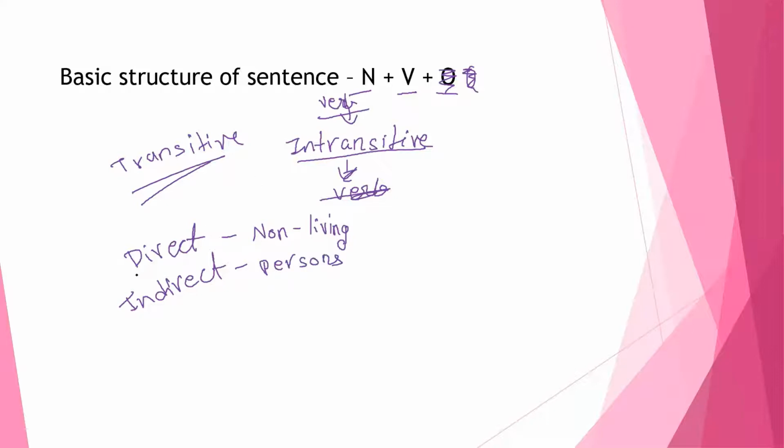If we want to find a direct object, we will ask the question what, and if we want to find an indirect object, we will ask the question to whom or for whom.